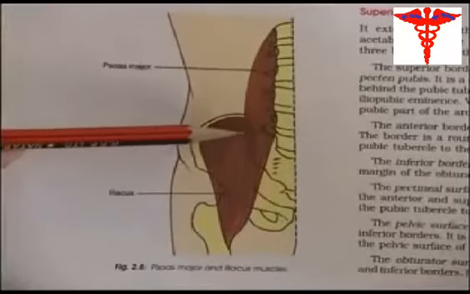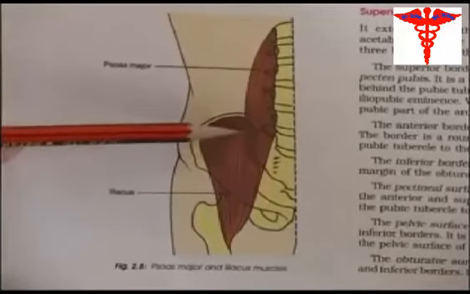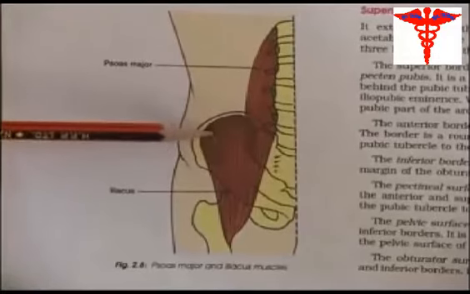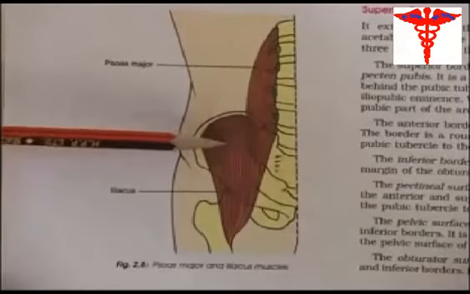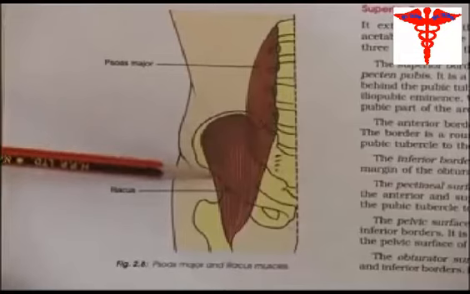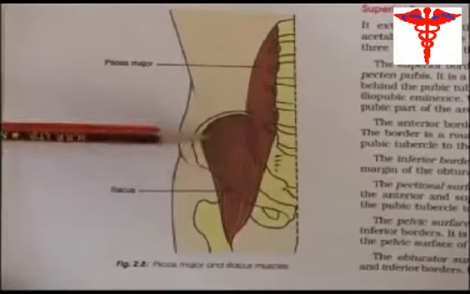This is the iliac fossa, and only the iliacus muscle arises from the upper 2/3 of the iliac fossa, and this is the muscle which is a flexor of the hip joint.